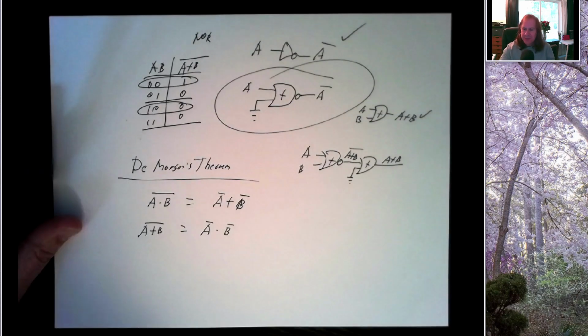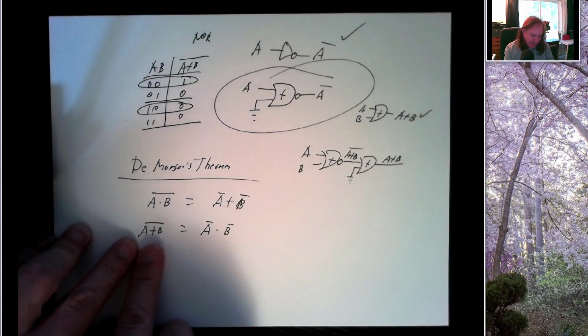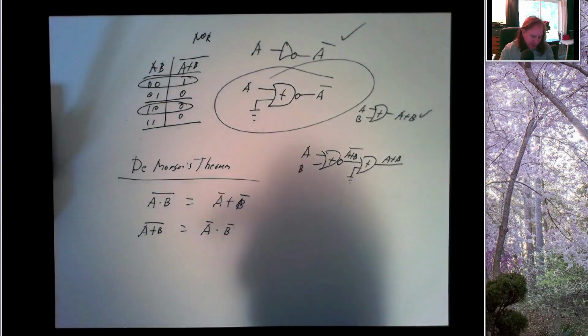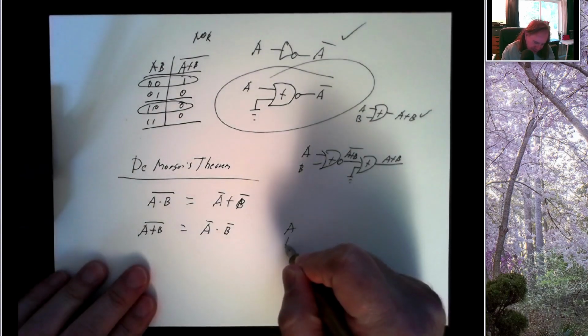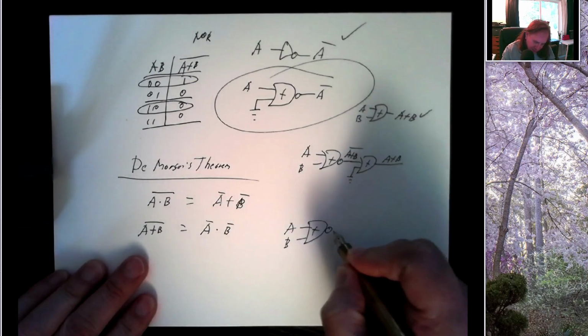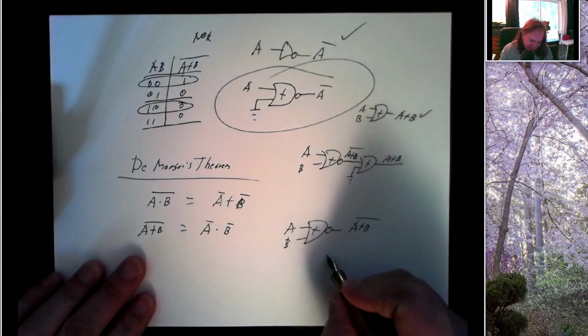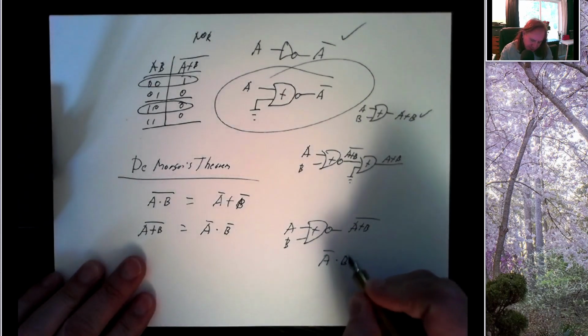De Morgan's theorem lets me get even more. So if I have the ability to get a NOR gate, I have A, B, and I put that into my NOR. Here's A or B bar. Well, that's the same thing as A bar ANDed with B bar.